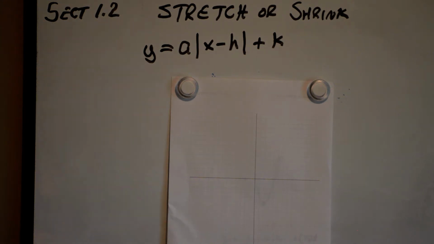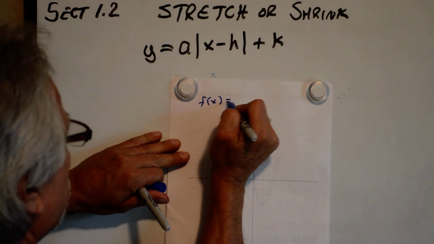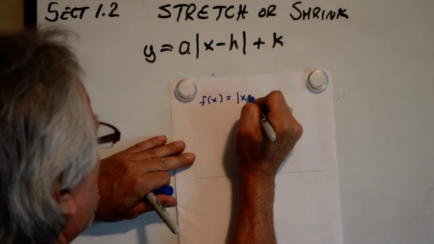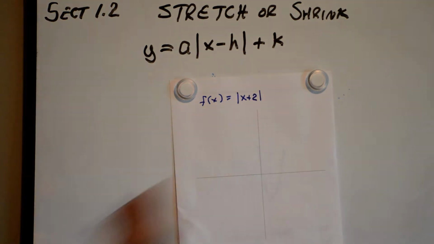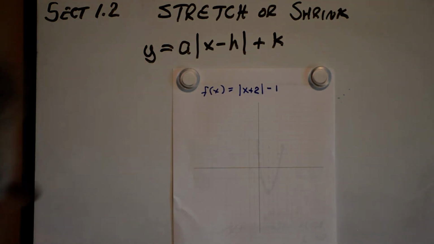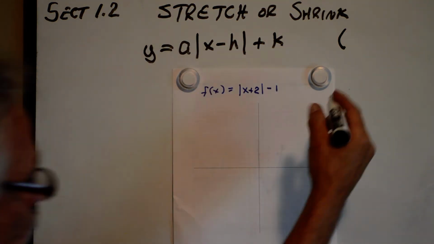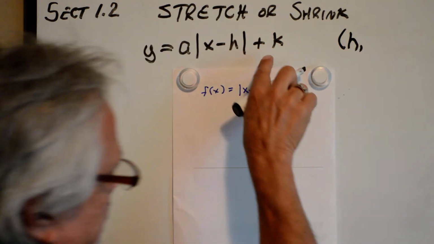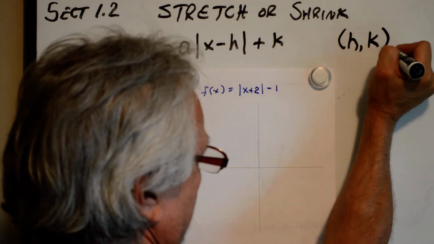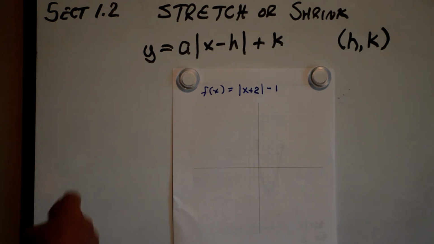So f of x is equal to the absolute value of x plus 2, and I had minus 1. Okay, remember whenever we have this form, it's basically called vertex form because we know that my vertex is going to be the opposite of whatever's inside there, h, comma, and that's going to be the same as that number right there. That will be my vertex, h, comma, k. All right, everything we know about this guy.